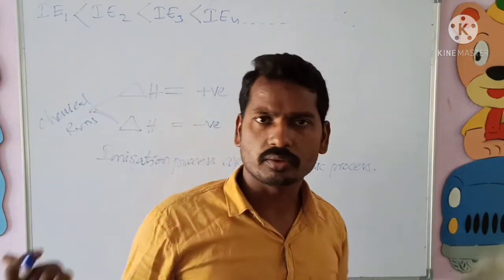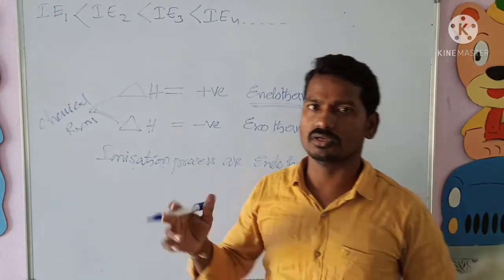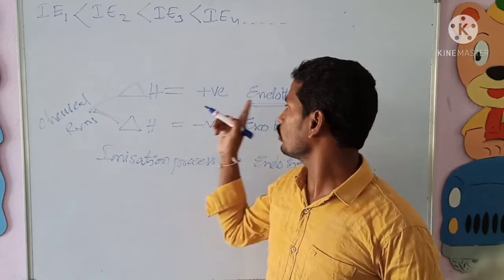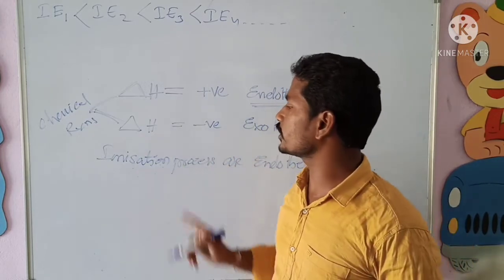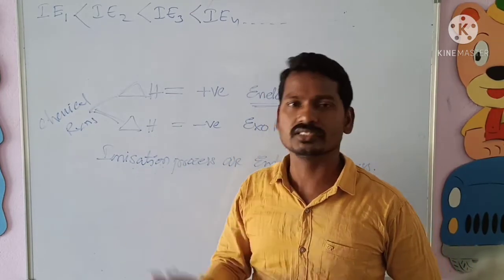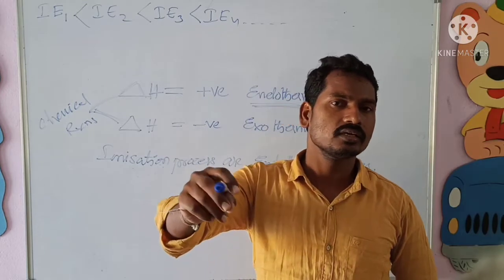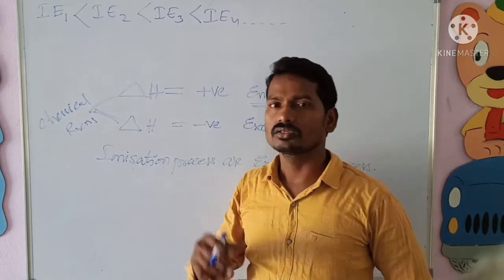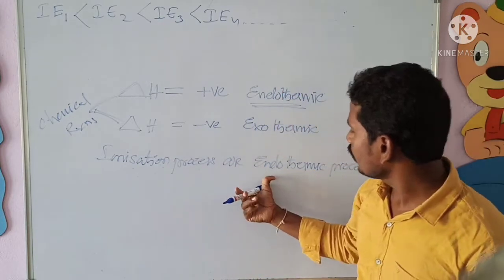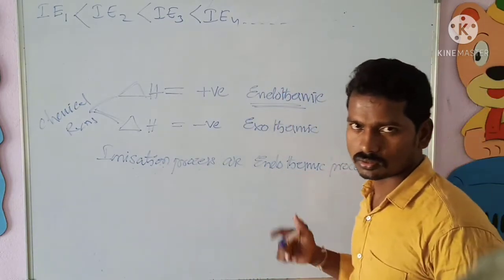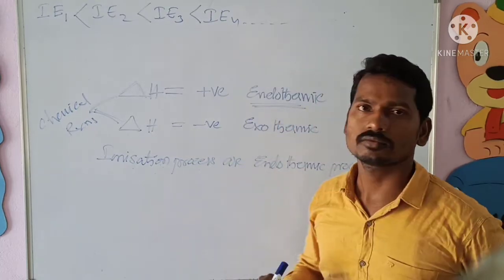Generally, chemical reactions are of two types, endothermic and exothermic. For endothermic, delta H is positive. For exothermic, delta H is negative. But in the ionization process, energy is required to remove the electron. So energy required reactions, the ionization processes, are called endothermic processes. Okay, now.